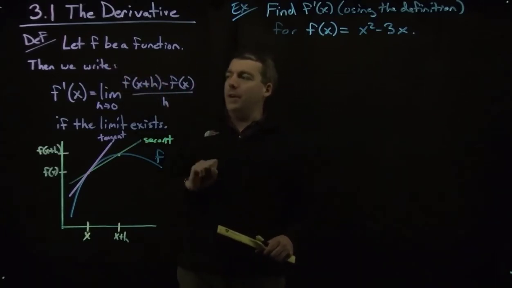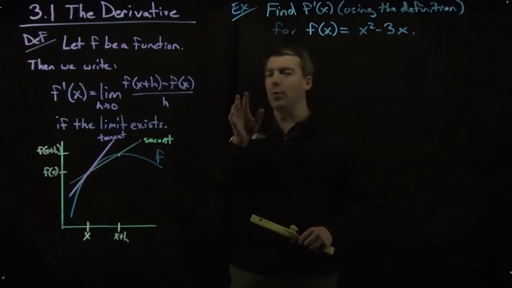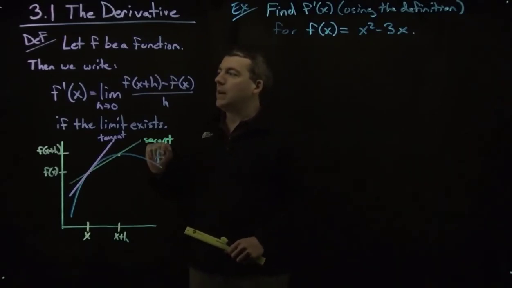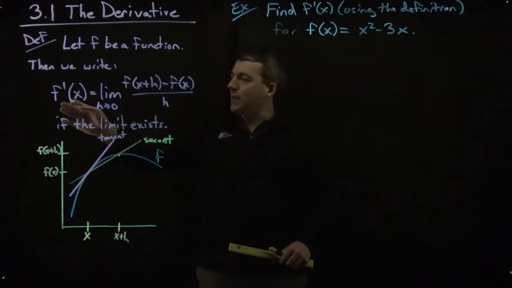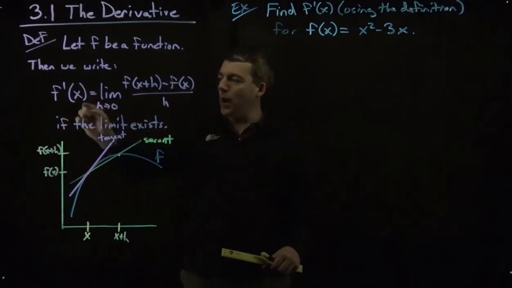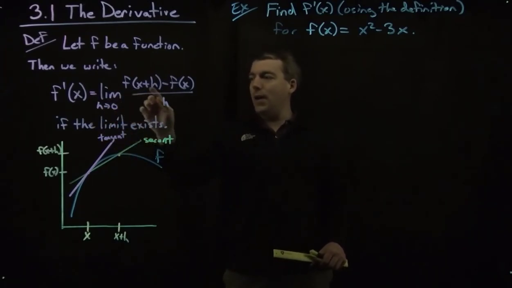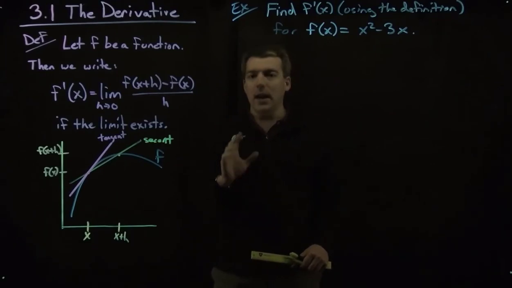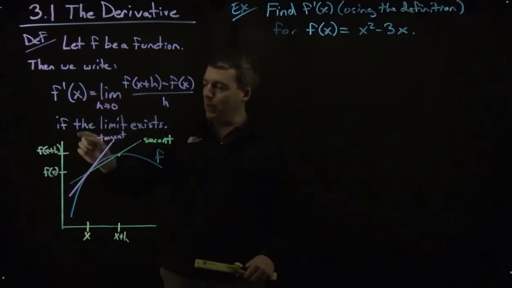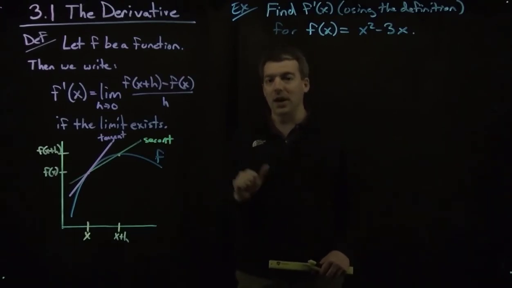So let's start off with the function, and it'll need to be a particular type of function, but we won't worry about that right now. If this limit exists, we can write that the derivative, denoted f prime of x, is equal to the limit as h goes to 0 of f of x plus h minus f of x divided by h. Again, this can be written if the limit does indeed exist for the given x value and the function f.